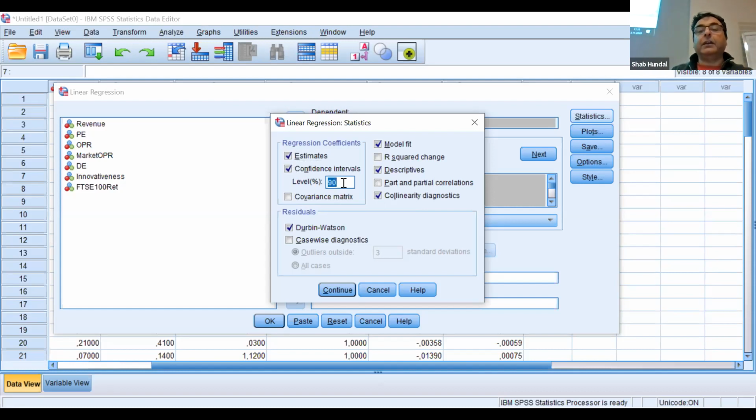The confidence interval, how much should I take? Any idea? We have done it before. 90. You know why? Because the maximum level of significance is 10%, which means we can accept a 10% chance factor, but we want to be 90% confident that our results are significant, meaningful. So that's why we choose 90%. And if you go to SPSS and it shows 95, for example, make it 90. You can do it.